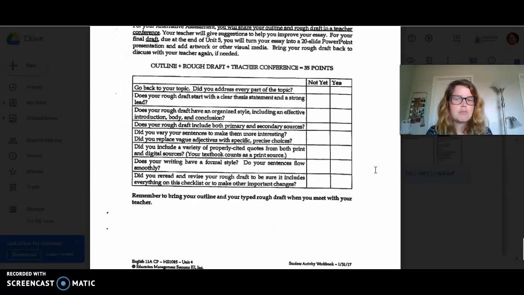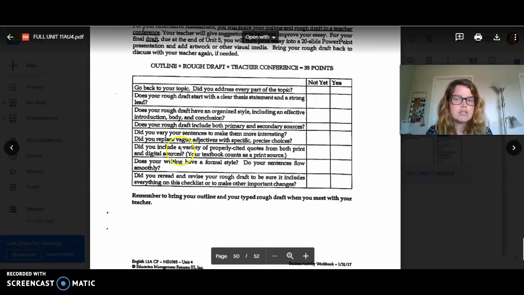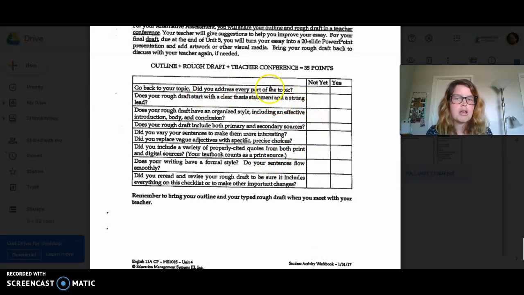After you do that, I'm going to ask that you look over this, check off all of the things, go back: did you address every part of the topic? Some of these have multiple parts to them. Do you start with a thesis? Do you have your rough draft organized? Does it include both primary and secondary sources? Did you make your sentences more interesting with the things that we've learned, so not vague, very specific, and varying sentence structure? Do you have a formal style? Does it sound right, basically?